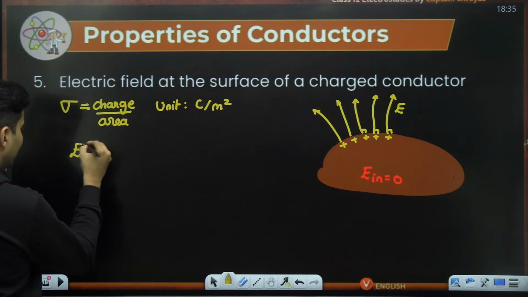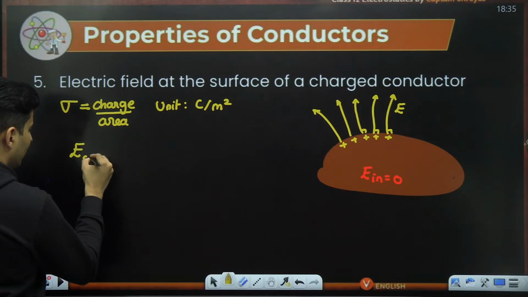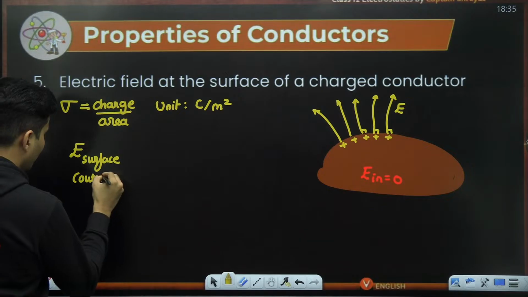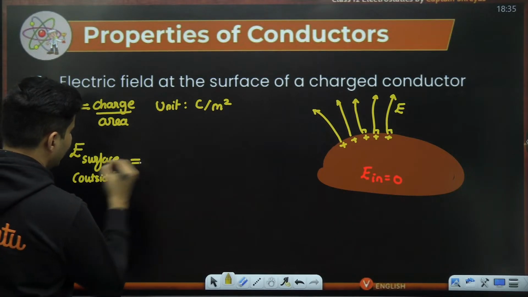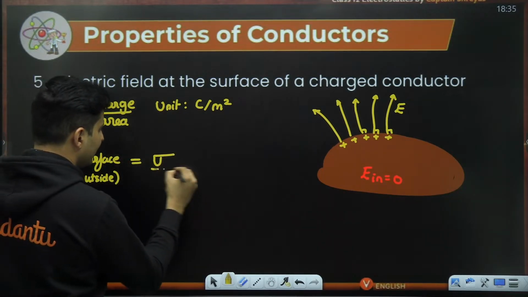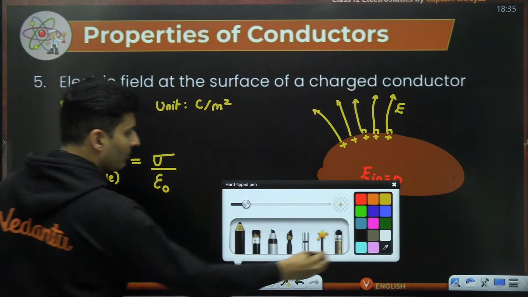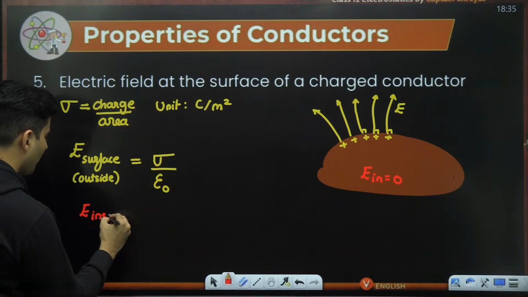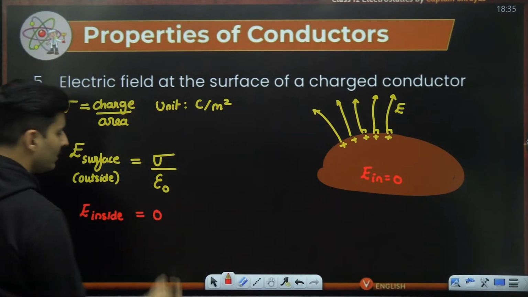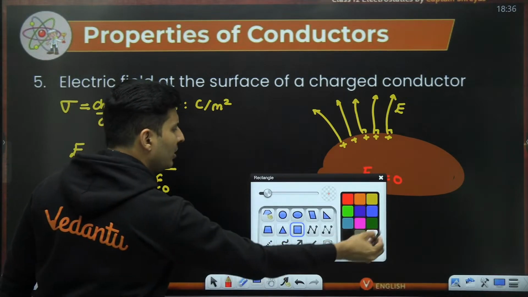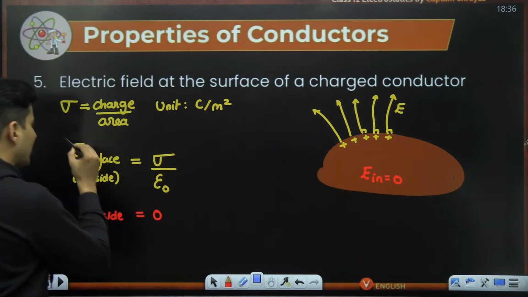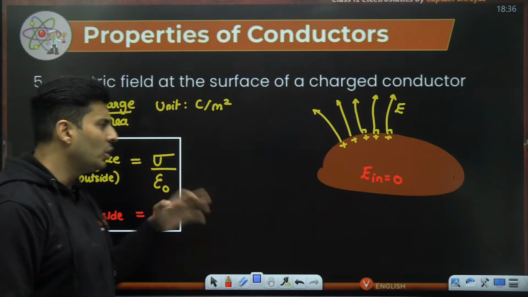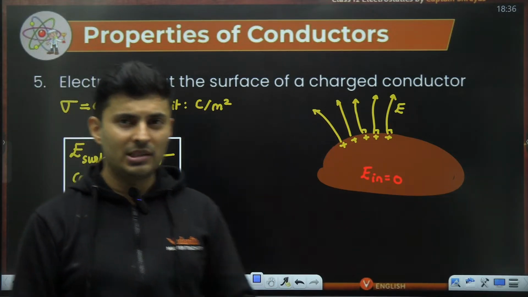So the electric field just on the surface, outside the conductor, is simply sigma by epsilon naught. But we already know the electric field inside the conductor is always going to be 0. This proof you can do using Gauss's law, just like we did it for the plates part. Just like we did for plates, where it was sigma by 2 epsilon, here it is sigma by epsilon.